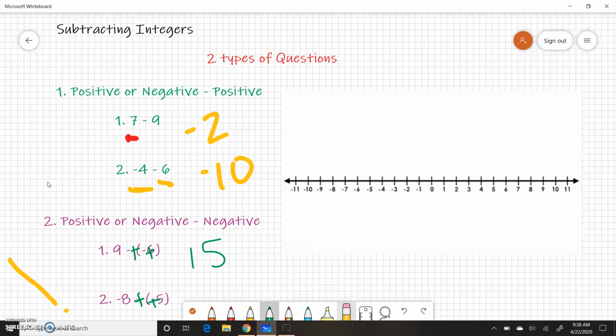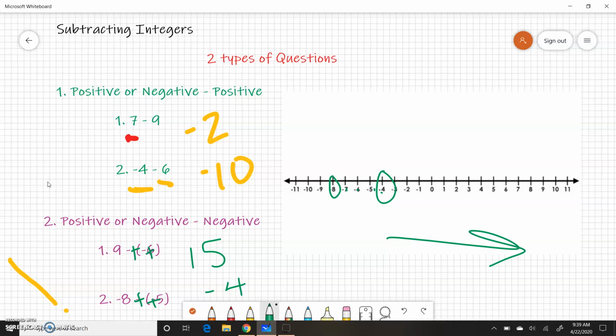So I can still use my number line. I can start with my negative 8, but now I'm adding 5. So I'm counting up. Adding means I'm getting bigger. I'm going to the right. 1, 2, 3, 4. So now I'm at negative 4. So I just showed you an example of how you would use the number line to solve these questions.